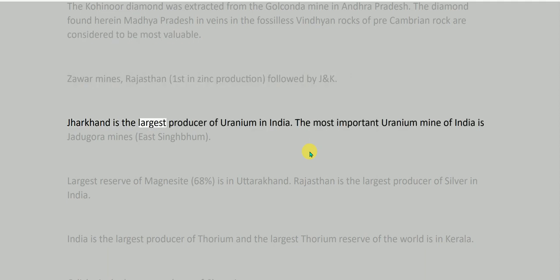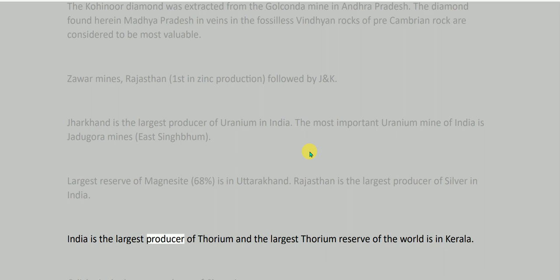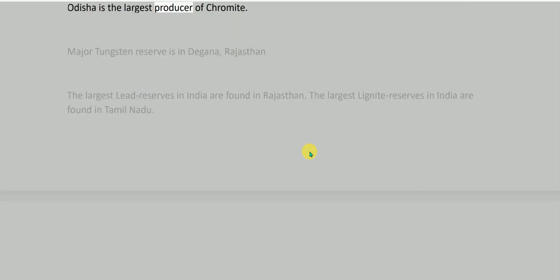Jharkhand is the largest producer of uranium in India. The most important uranium mine of India is the Jaduguda mines, East Singhbhum. The largest reserve of magnesite, 68%, is in Uttarakhand. Rajasthan is the largest producer of silver in India. India is the largest producer of thorium, and the largest thorium reserve of the world is in Kerala. Odisha is the largest producer of chromite.